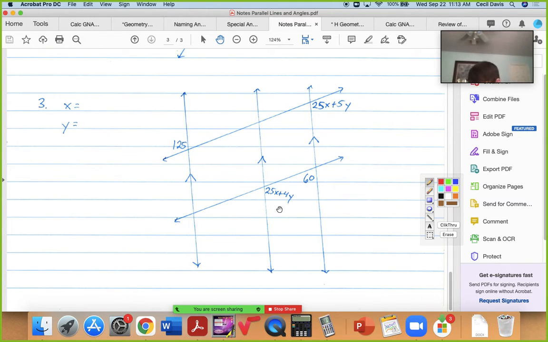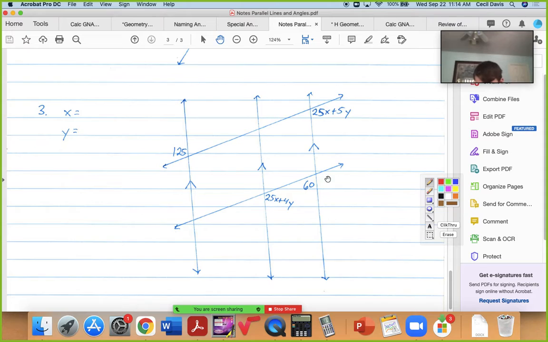Got all kinds of lines going on here. Now, sometimes it's helpful to find other angles, but let's see if we can do anything with this. What type of angles are the 60 and the 25x plus 4y? Same side interior. Yes? I think if you do 180 minus 60, you get the one for the other side, and then it would be corresponding to 25x plus 5y.